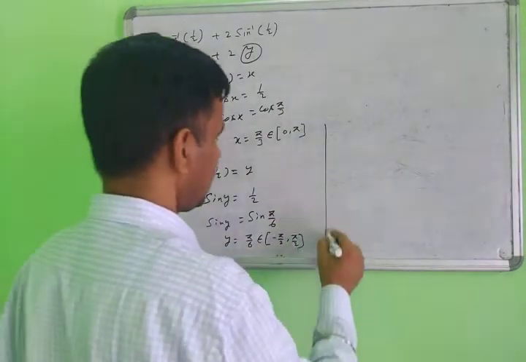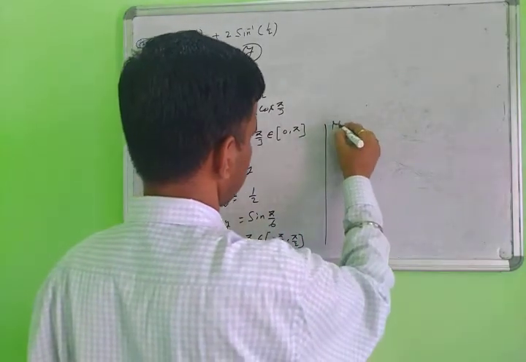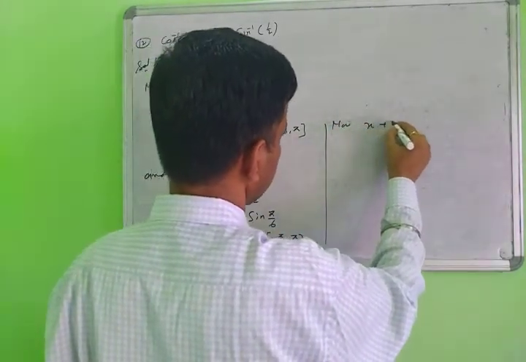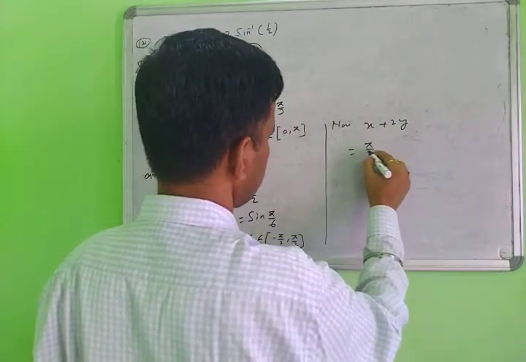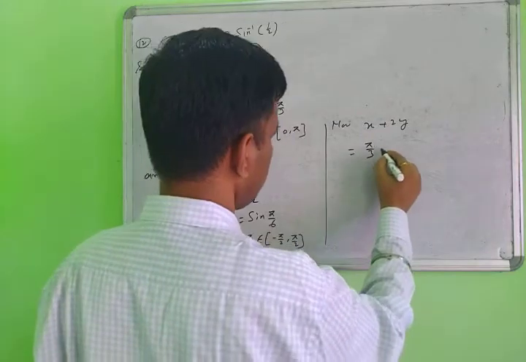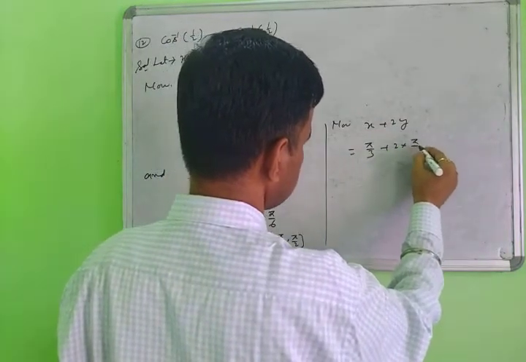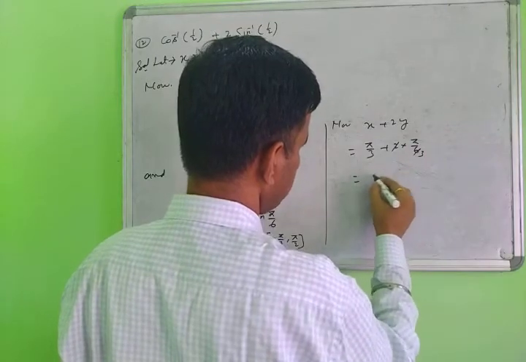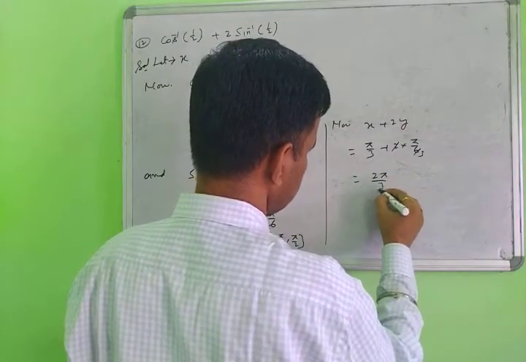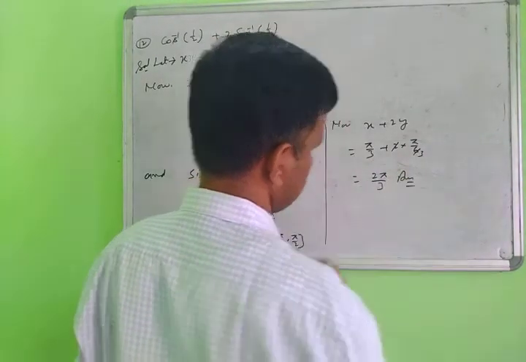So what is the final answer here? Now x plus 2y. What is the value of x? Pi by 3. And plus 2 into pi by 6. The 2 cancels here, so pi by 3. Pi by 3 plus pi by 3 is 2 pi by 3. This is your final answer.